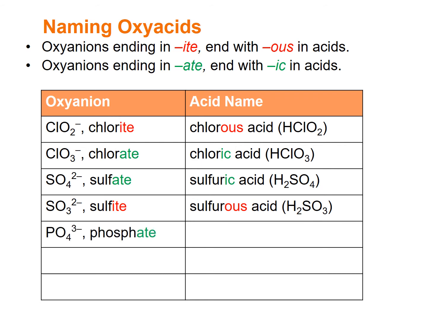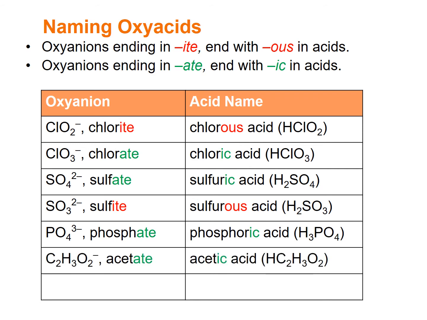What about phosphate? What's going to happen here? It's going to get that ic ending: phosphoric acid. What about acetate? Acetic acid. And carbonate? Carbonic acid. There you go. See how much you know?